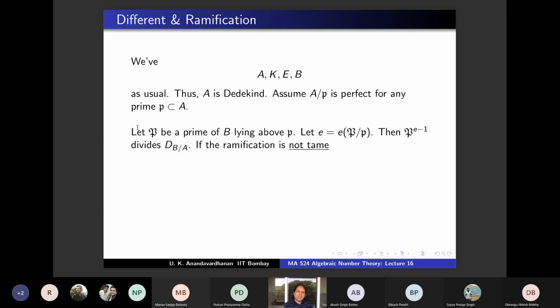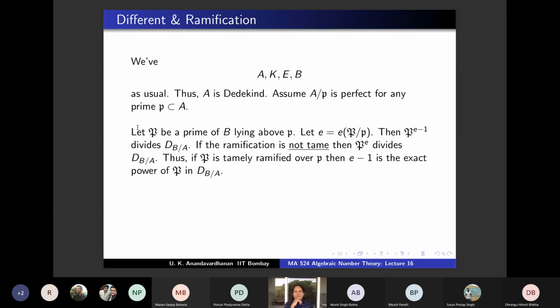So if the ramification is not tame, Lang calls it strongly ramified. Maybe we called it wildly ramified. Then P to the power e divides the different. The order of the different at the prime P is at least e if it's not tame. These are important observations.